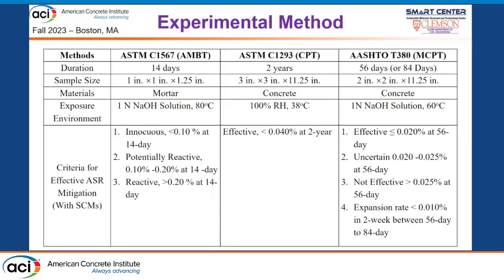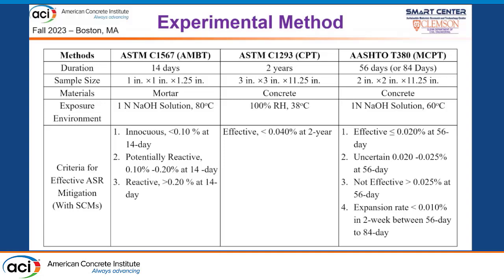And these are the 3 different methods we conducted in this study. First is ASTM C1567 AMBT. This method is the most time efficient. It only needs 14 days to finish the test. The second method we use is the ASTM C1293 CPT test. The test needs at least 2 years to finish, but it is much more accurate than ASTM C1567.